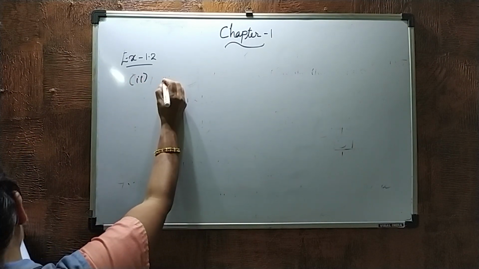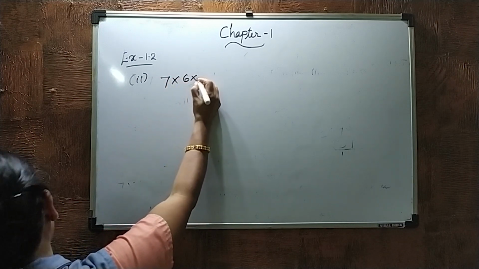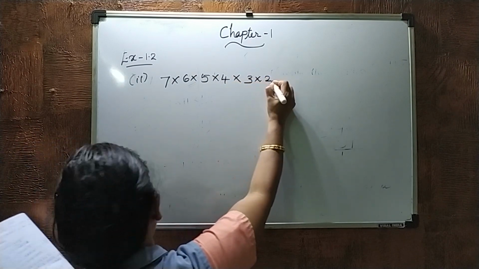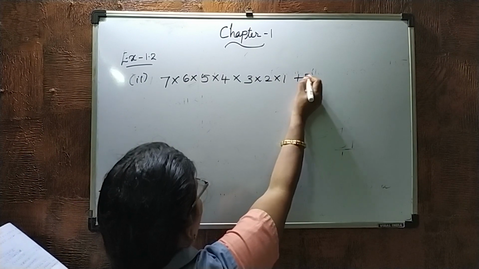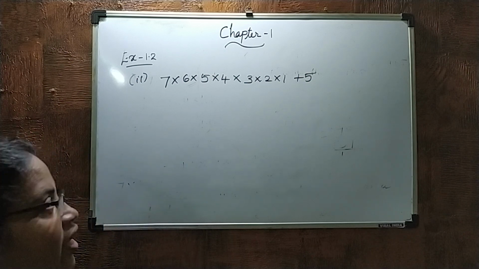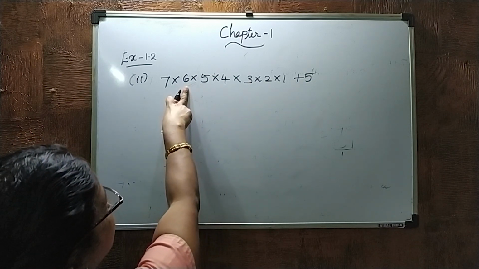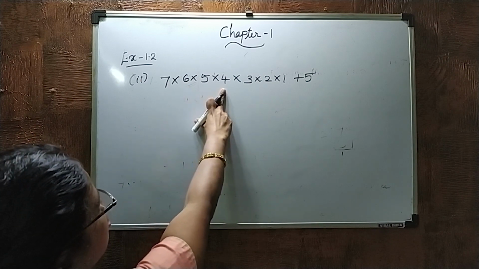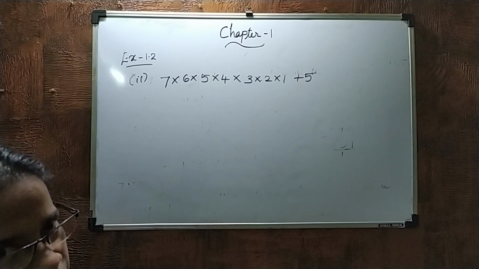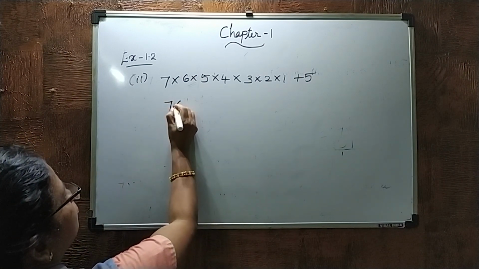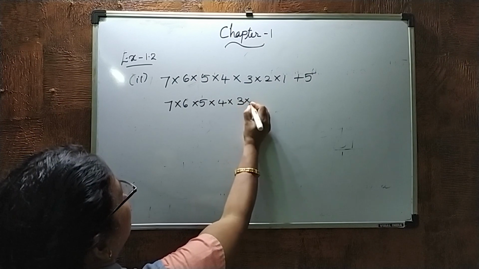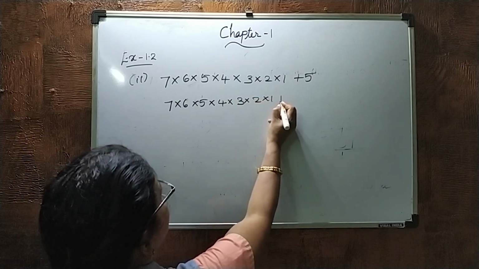Second question is 7 into 6 into 5 into 4 into 3 into 2 into 1 plus 5. You have to just show that this number is a prime number. Again here 6 is not a prime number, 4 is not a prime number. If you want to expand also you can expand. Otherwise you will do it with this. So it is 7 into 6 into 5 into 4 into 3 into 2 into 1 plus 5.